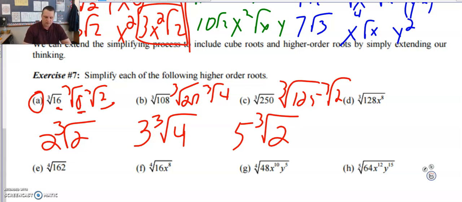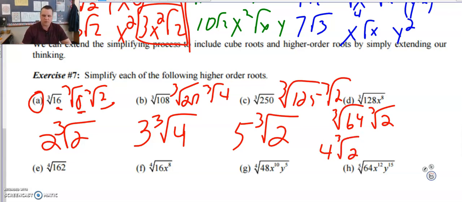All right? 128 cube root. So you've got to be careful. Sometimes you have more than one number that goes into it. But you want to find the largest number that goes into it. So what do we have? The largest one that goes into it would be 64. So cube root of 64, because that's your 4. And I'll show you the x momentarily. Cube root of 2. So we have 4 cube root of 2.